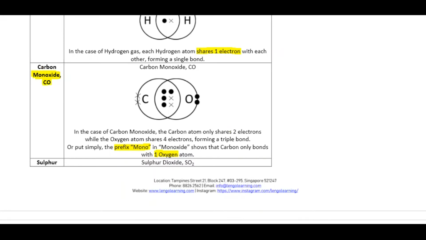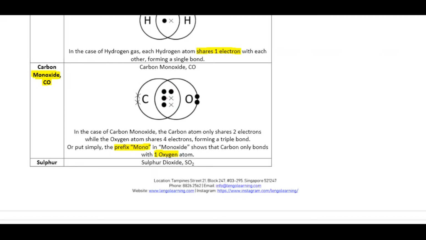So how does that work? If you look at the dot cross diagram, these are the 6 electrons from the oxygen atom, as represented by black dots. Oxygen is in group 6, so there will be 6 electrons in the outermost shell: 1, 2, 3, 4, 5, 6. Carbon is in group 4, so 4 electrons in the outermost shell: 1, 2, 3, 4, as represented by the crosses. And this is the sharing, right?